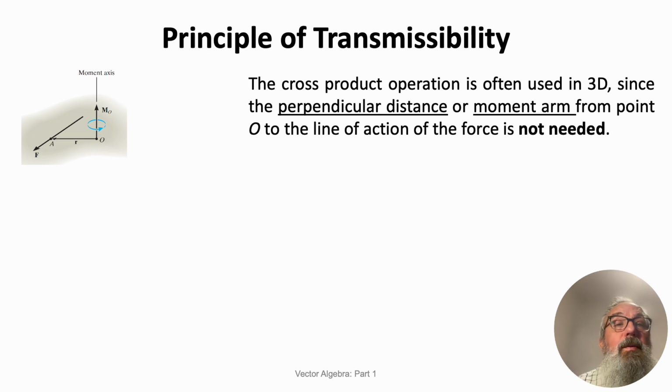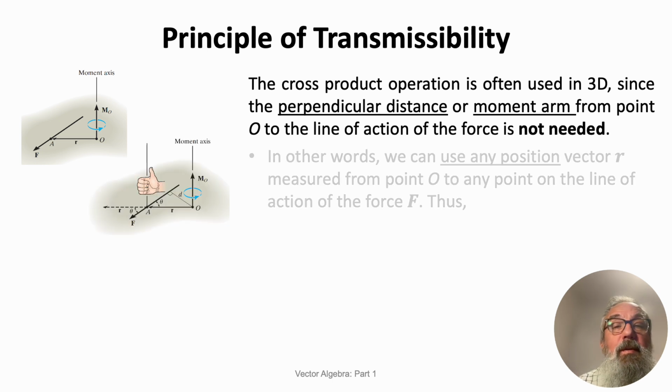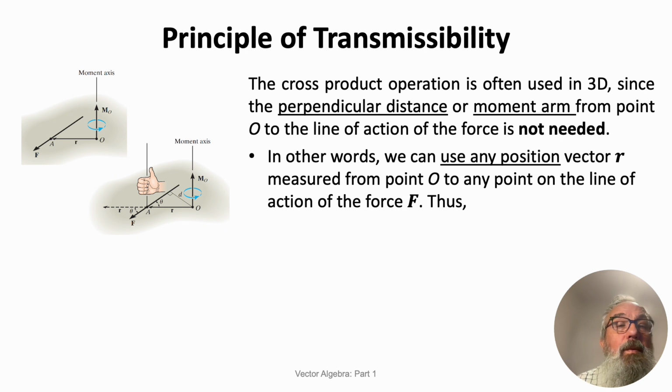how does this relate to the principle of transmissibility? So, in other words, we can use any position vector R. R can be this point, it can be lower here, as long as that point is on the line of action of the force. Okay.